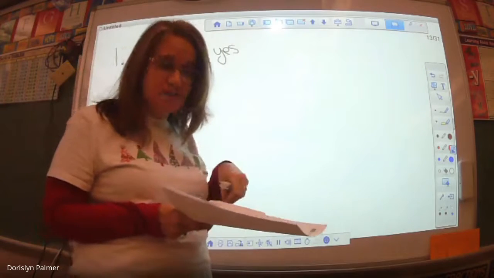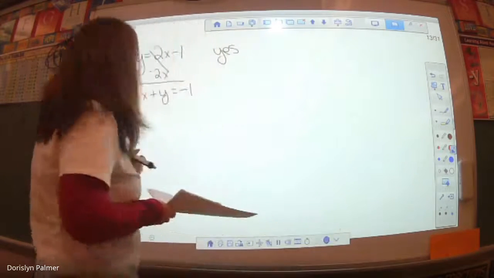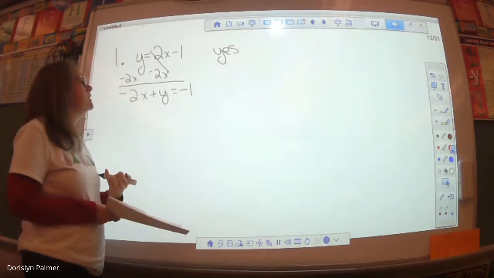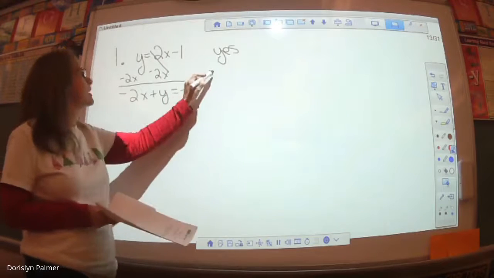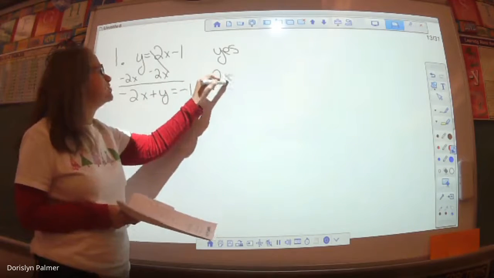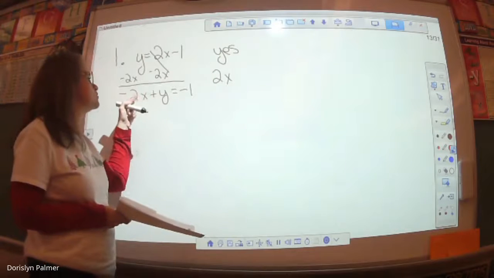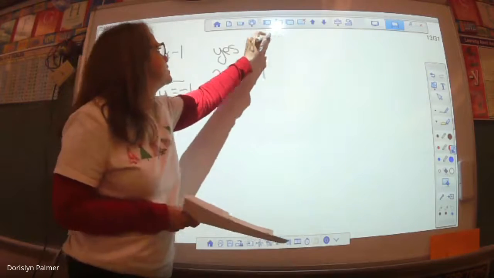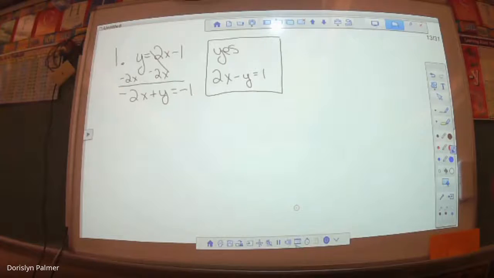Some of you stopped there, so you lost 1 point because the coefficient in front of your x variable cannot be negative. So we have to divide everything by negative 1. And that means we just change the signs when we do that. So 2x minus y equals 1 would be in standard form. That one was worth 3. My leading coefficient was y minus 2x equals negative 1. No, the x goes first, and the x has to be positive.